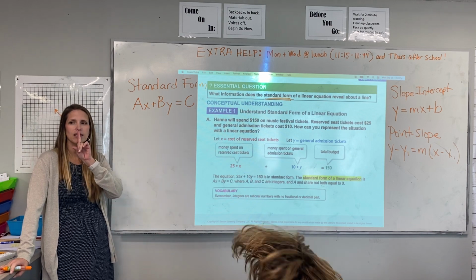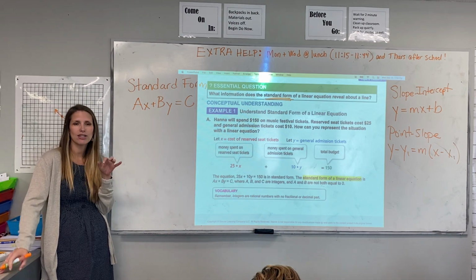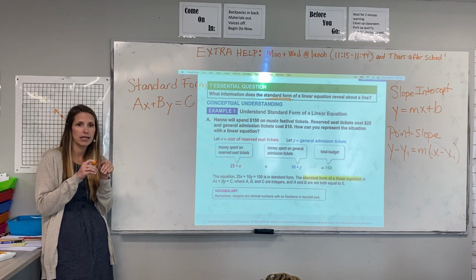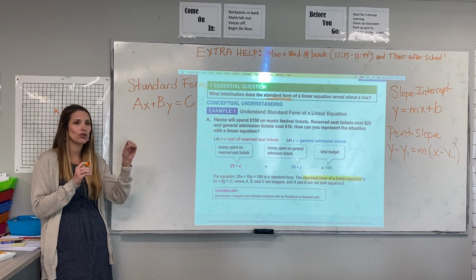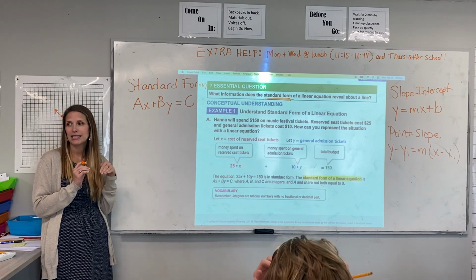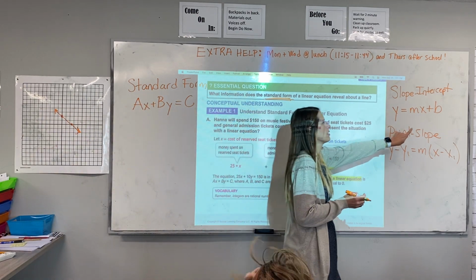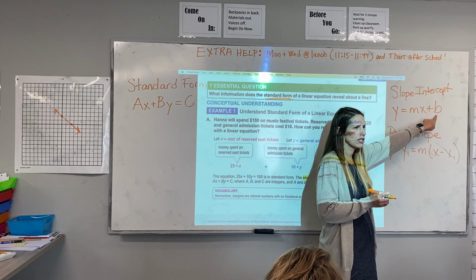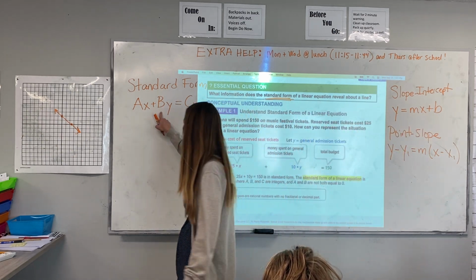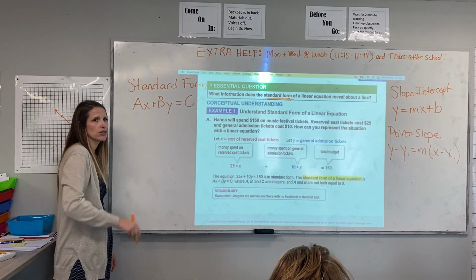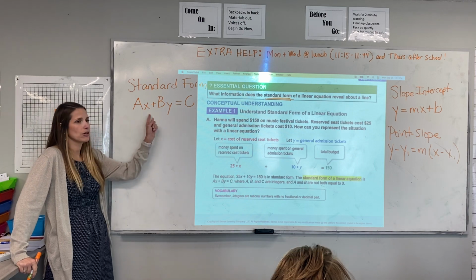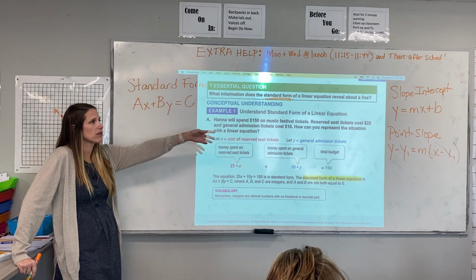Something that's really, really important, especially when you are entering your answers digitally, is capitals need to be capitals and lowercase need to be lowercase, right? Because this b represents your y-intercept. This B does not. The capital B in standard form is completely different from the lowercase b.